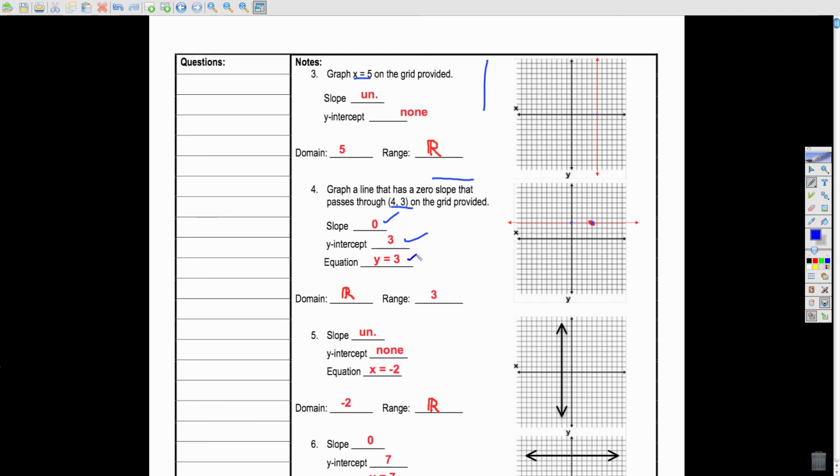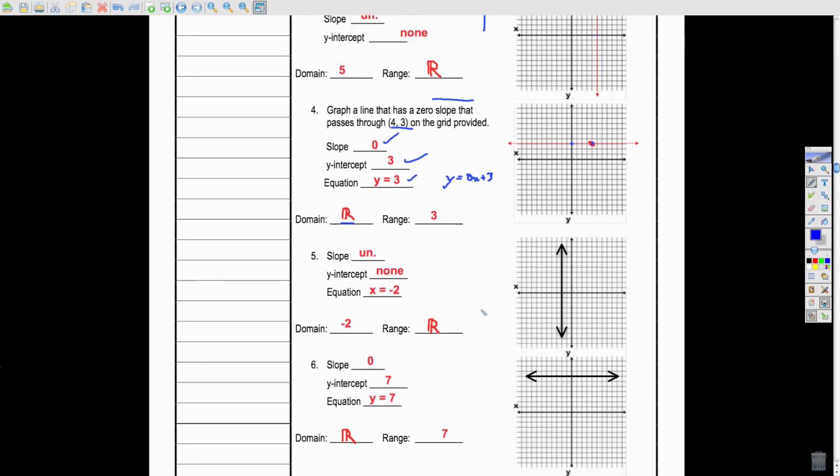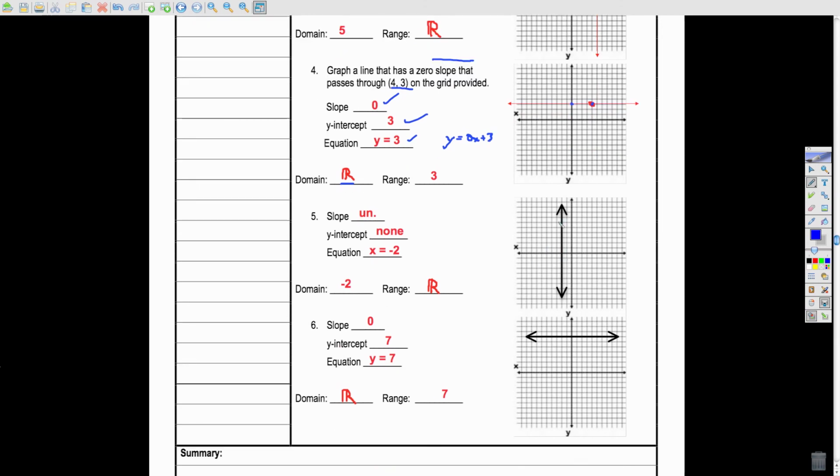That's y equals 3. The equation for the line, again, is y equals 3. You could think about it as y equals 0x plus 3, because the slope is 0. Again, 0x cancels out. All you have is y equals 3. Domain, that's your x values. It goes forever to the left, forever to the right. Infinity in both directions. Your domain is all real numbers. Your range, up and down, the only y value is 3. The range is 3.